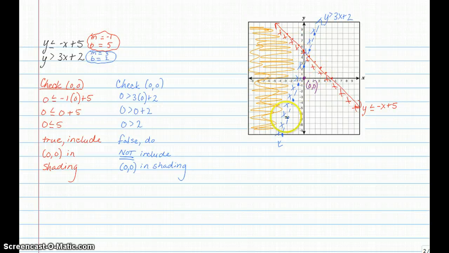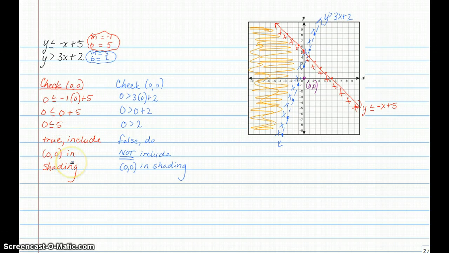Now, both lines are not passing through 0, 0, so we can check with 0, 0. So for the first line, y is less than or equal to negative x plus 5 in red. You plug in 0, 0, 0 is y. It's less than or equal to negative 1 times 0 plus 5. 0 is less than or equal to 0 plus 5. 0 is less than or equal to 5, which is true, so we include it in the shading.